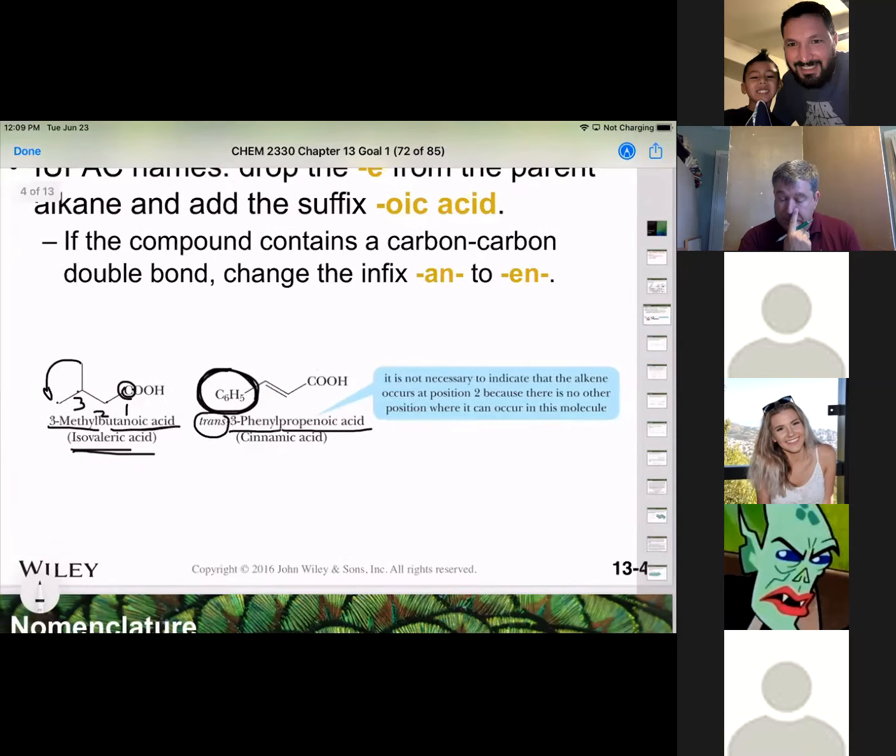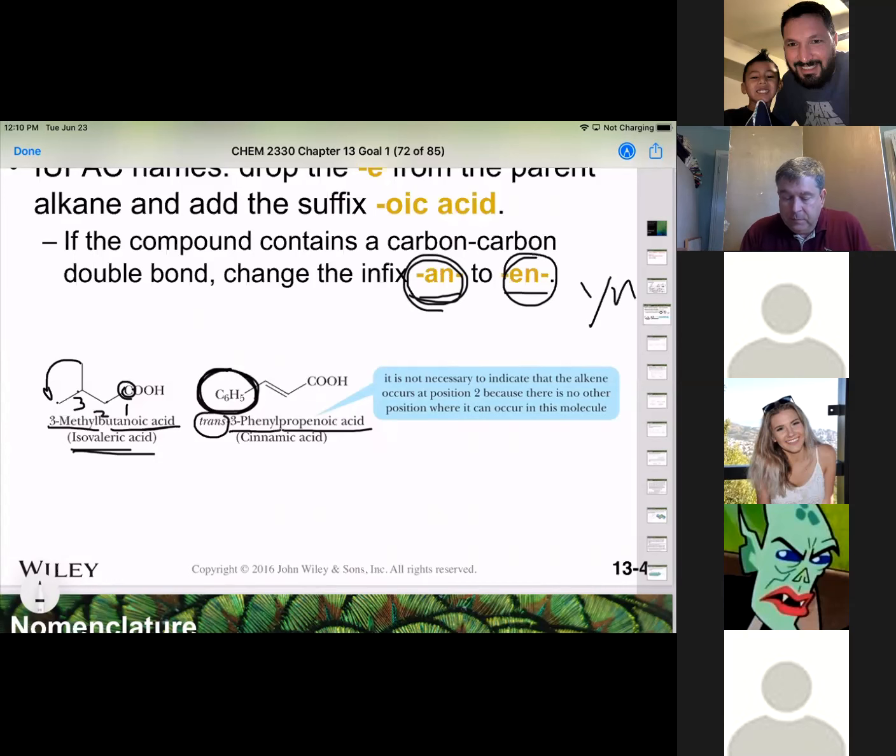And there's that note that says we don't have to say it's on the 2 position because there's no other place for it, but most times you will have to do it. Notice that we can have an ANE or an ENE. You can even have a YNE if you have a triple bond in the compound somewhere. So single bonds only is the A, the double bond is the E, and the YNE would be if you actually had a triple bond somewhere else. But again, the carboxylic acid is naming the compound.